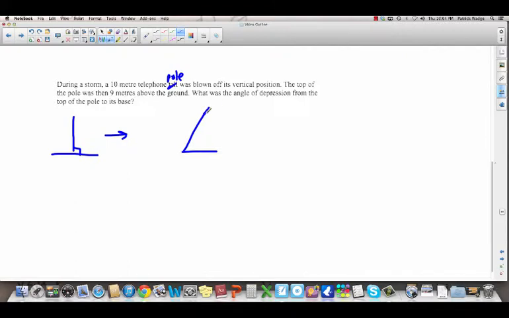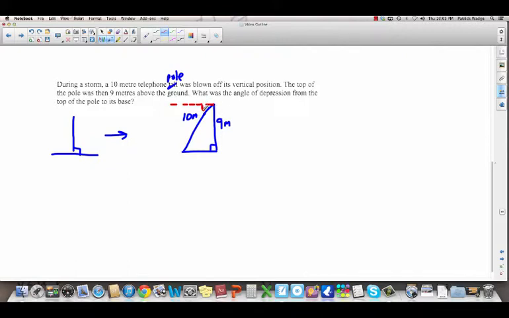What it now says is from the top of the telephone pole straight down, it is 9 meters now. So this is the top of the telephone pole, straight down, it's 9 meters. The length of the telephone pole didn't change. It's still 10 meters. This is a right angle, and we want to know what's the angle of depression. Remember, this is not the angle of depression. The angle of depression is, you have to draw in a horizontal. This is the angle of depression.